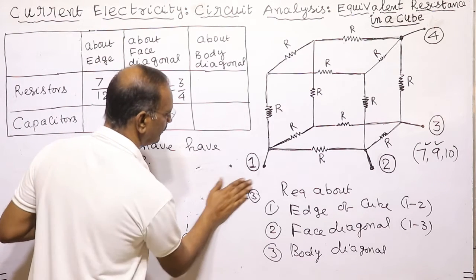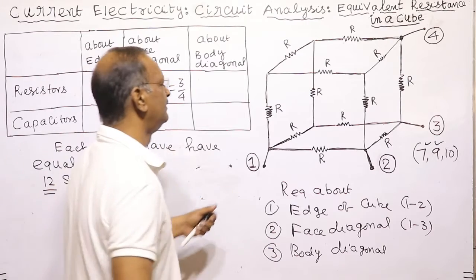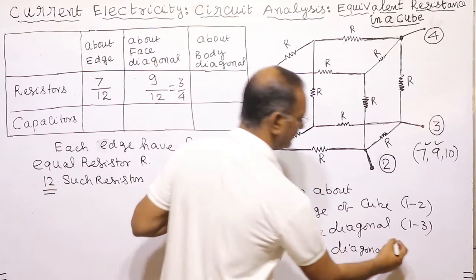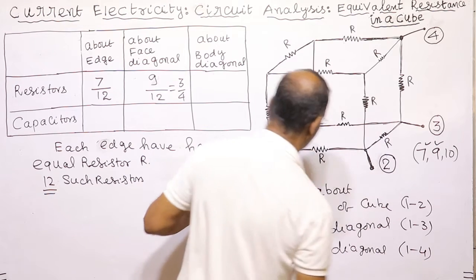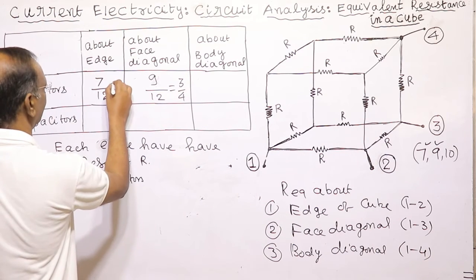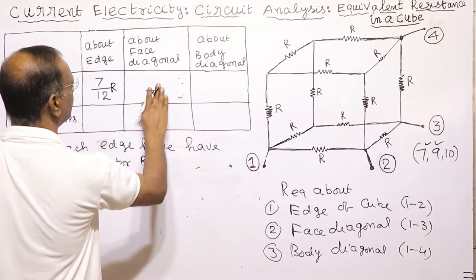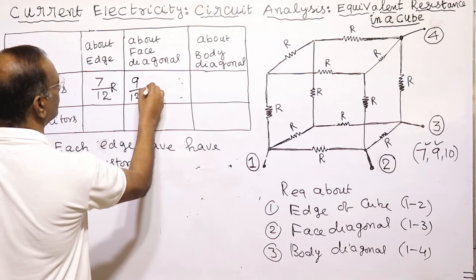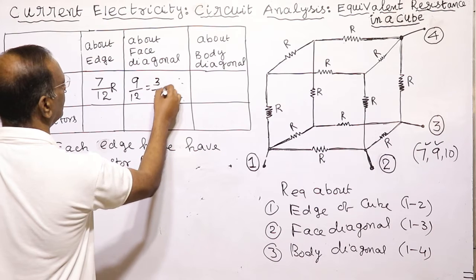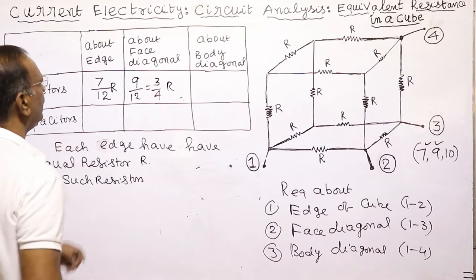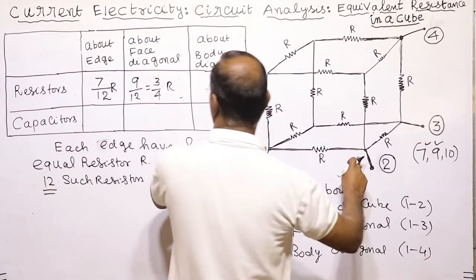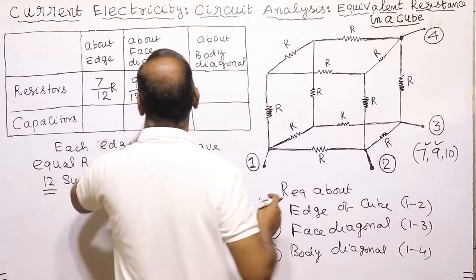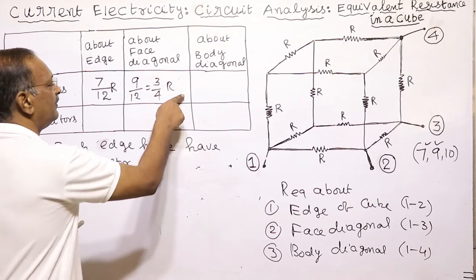Now we are going to talk about body diagonals. Body diagonal means this face and this face, 1 and 4. The value of the resistance is 9 divided by 12, which is equal to 3 by 4. Between this point the resistance is 7 by 12 R, and between these 2 points 1 and 3, the face diagonal, it is 3 by 4 R.